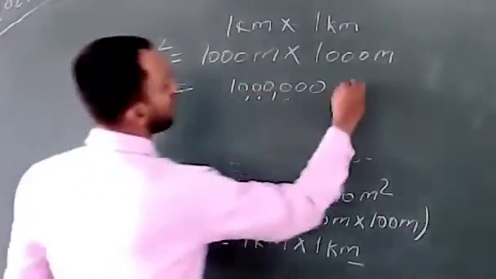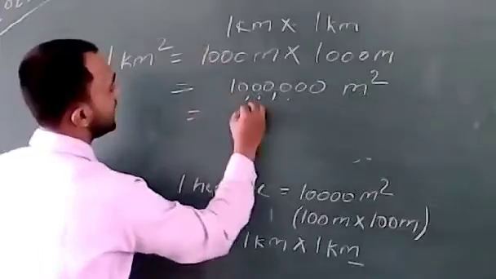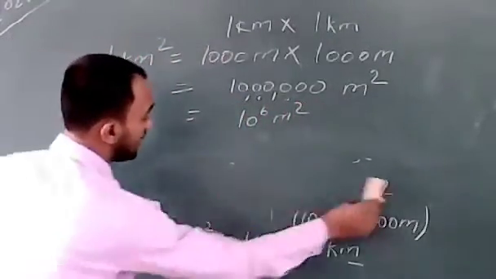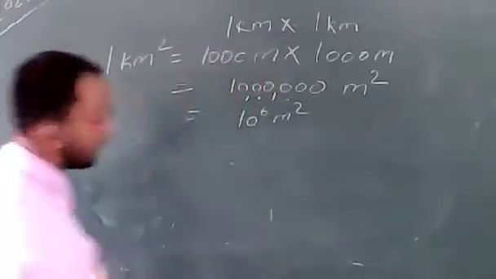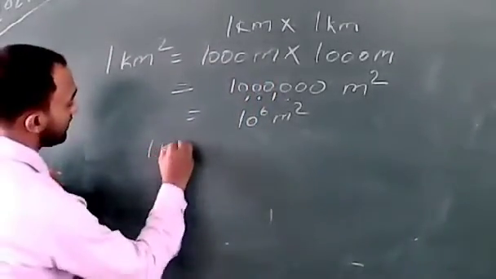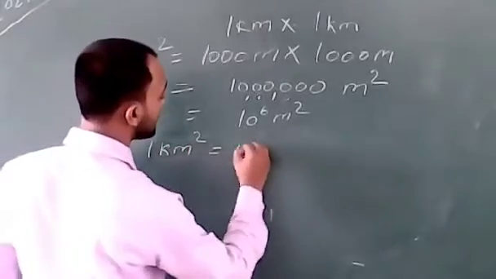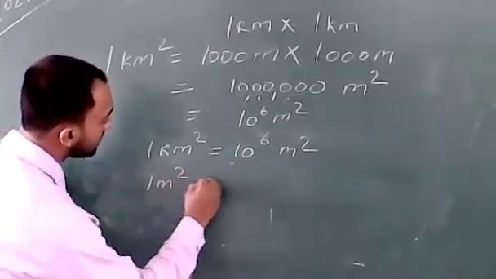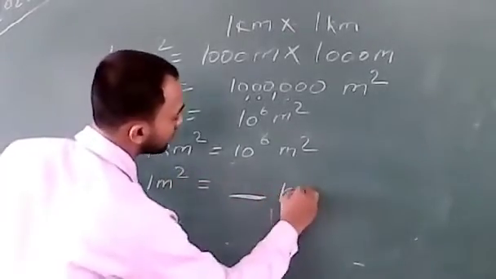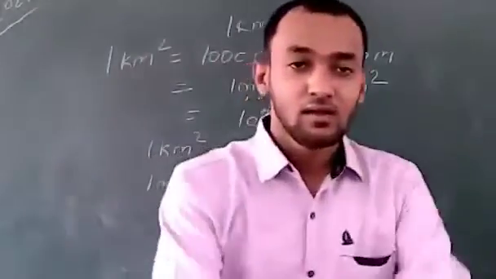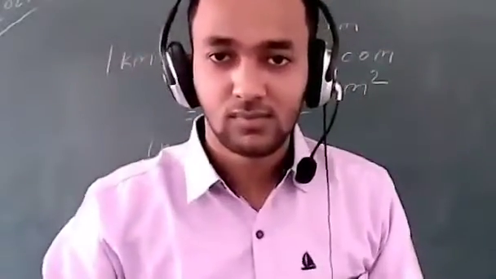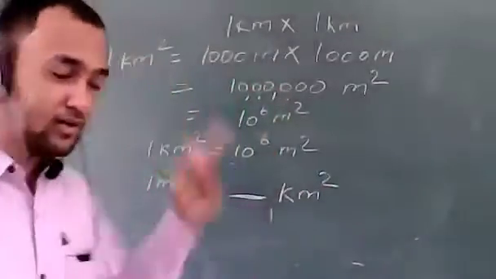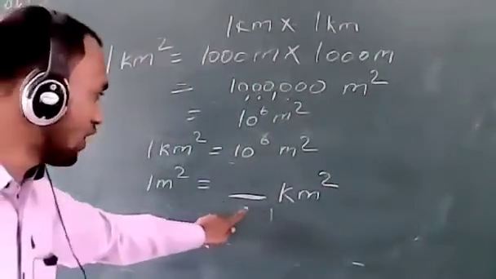And less meter square. You can say 10 raised to the power 6 meter square. Similarly, if you have to convert meter square into kilometer square, we have seen 1 kilometer square is equal to 10 raised to the power 6 meter square. You have to tell 1 meter square is equal to how many kilometers square. Aditi 7D, you have to tell the answer of 1 meter square is equal to how many kilometers square.